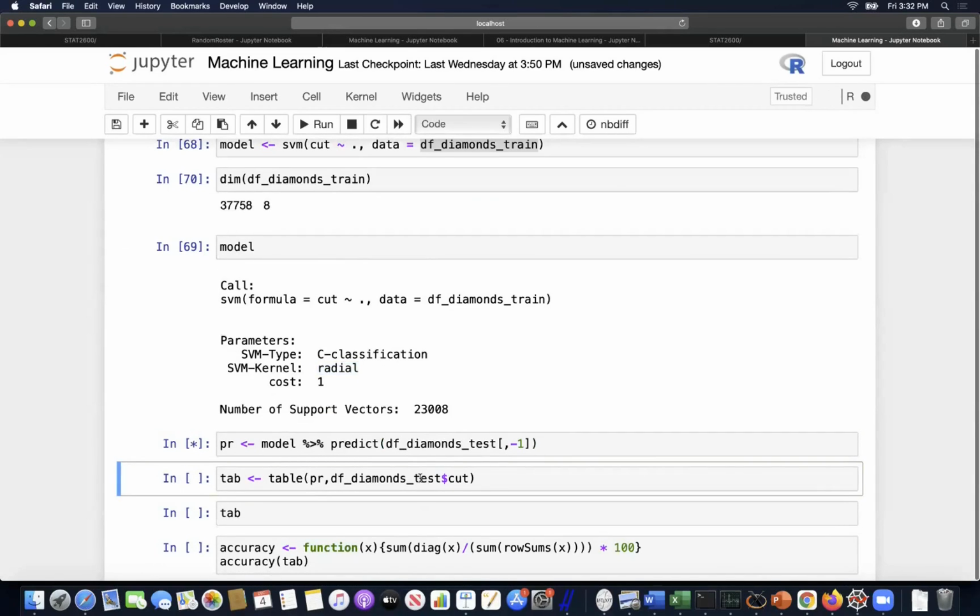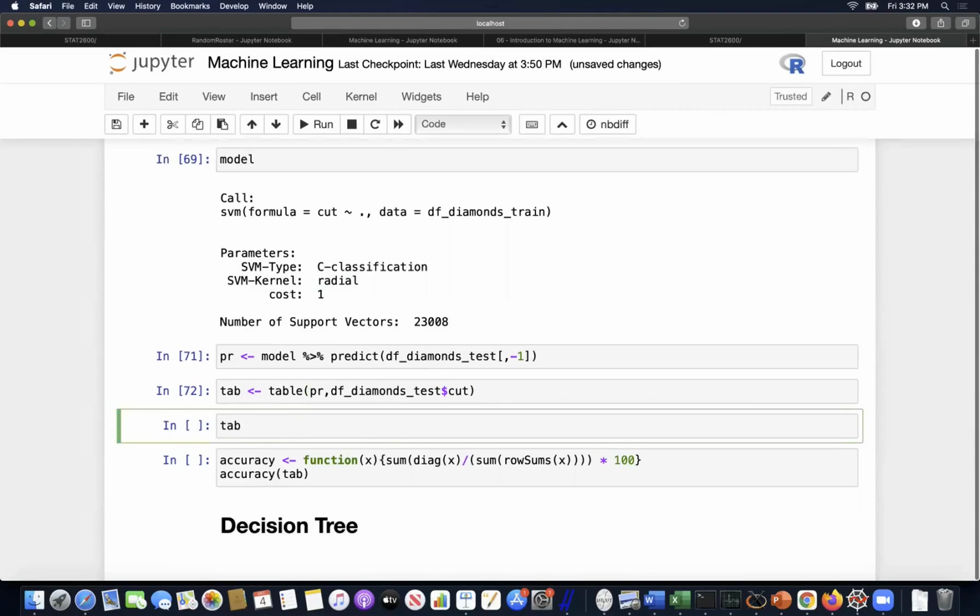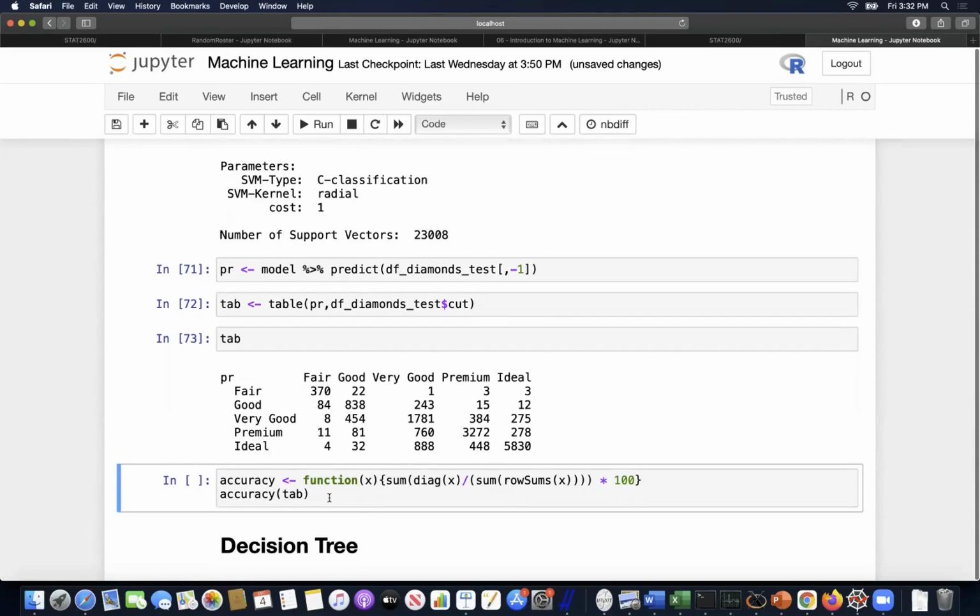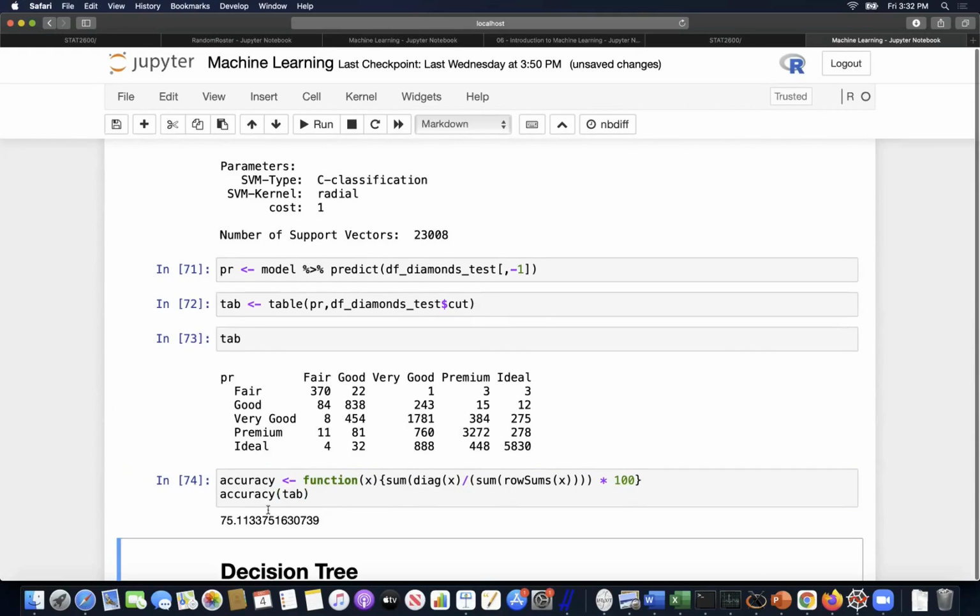Again, prediction is also going to take some time because this one also scales with the number of data points in this test data. And then the confusion matrix. It's actually not a bad algorithm if you think about it, and it's 75% accurate. Okay, any questions so far?